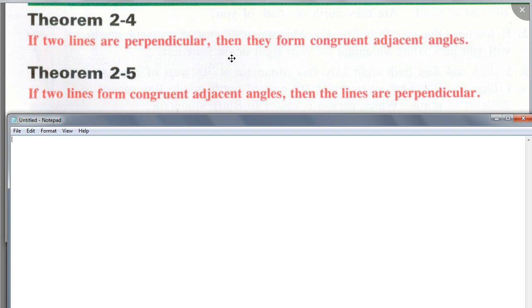You have to be given that the two lines are perpendicular. Look at your hypothesis. It says if two lines are perpendicular, then you could conclude, right? The adjacent angles are congruent. Does that make sense? Can I use this one if the two lines are not perpendicular? No. When can you use the second one then? When do you think we're going to be using the second one here?